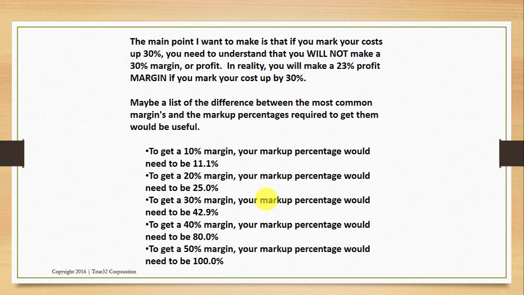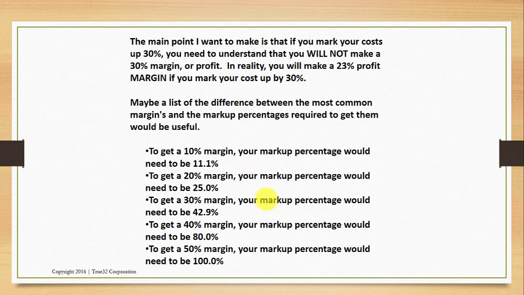The main point I want to make, again, is that if you mark your costs up 30%, you need to understand that you will not make a 30% margin or profit. In reality, you will make a 23% profit margin if you mark your costs up by 30%. Maybe a list of the differences between the most common margins and the markup percentages required to get them would be useful. So if you marked up your job by 11.1%, you would only get a 10% margin.